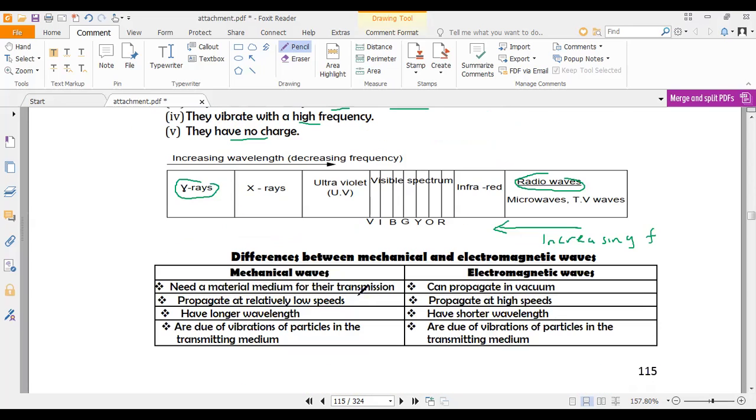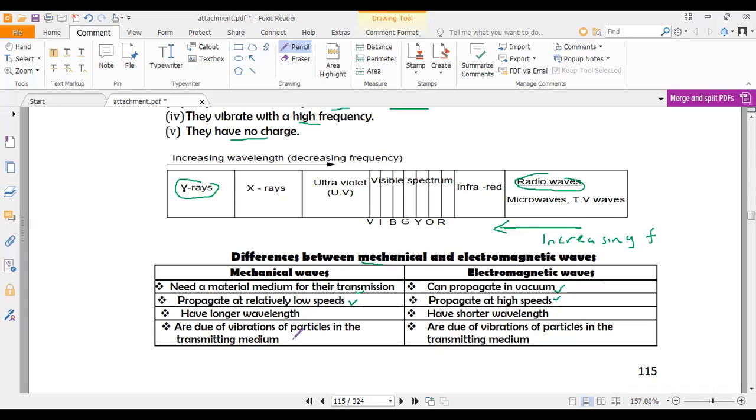If you look at the differences between mechanical and electromagnetic waves, mechanical waves need a material medium to be transmitted, whereas electromagnetic waves do not require a material medium, meaning they can travel through a vacuum. Mechanical waves propagate at relatively low speeds, whereas electromagnetic waves move at higher speeds. That is, the speed of light is very high.